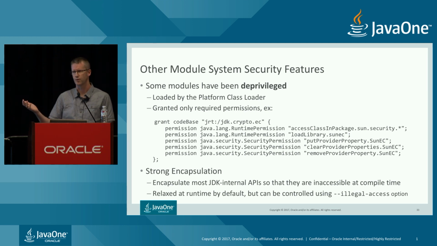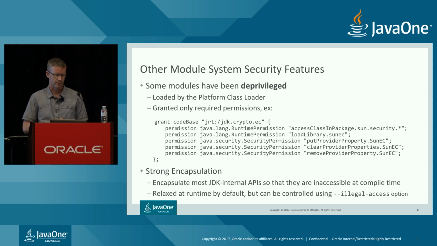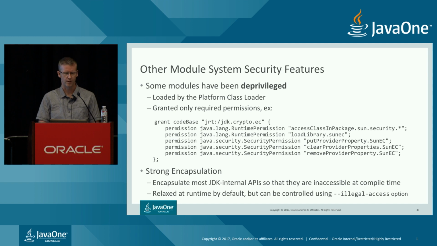And then everyone's heard about strong encapsulation. If you're at the tech keynote, Mark Reinhold talked about it quite a bit. And here we're encapsulating most JDK internal APIs so that they are inaccessible at compile time. They're relaxed at runtime by default, but you can control that using the illegal access option. You can set that to deny so that they are inaccessible at runtime as well.